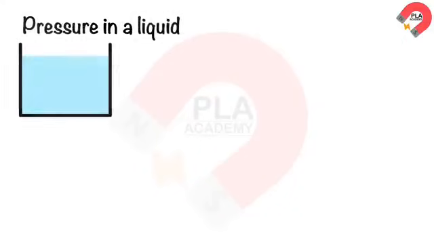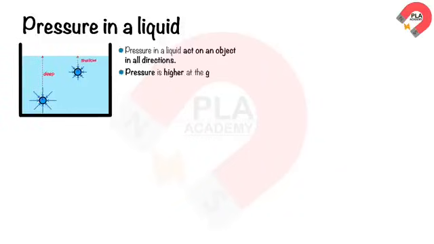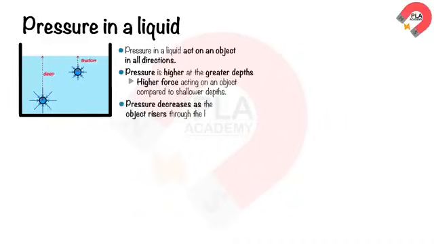Pressure in a liquid. Pressure in a liquid acts on an object in all directions. The pressure is higher at the greater depths in the liquid, resulting in a higher force acting on an object compared to shallower depths. Pressure decreases as the object rises through the liquid.